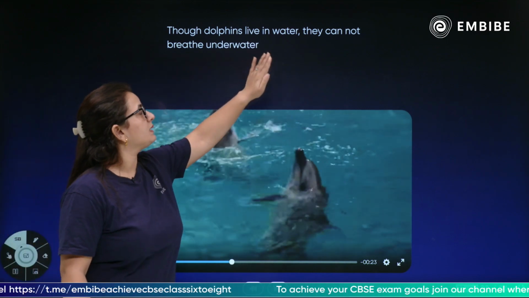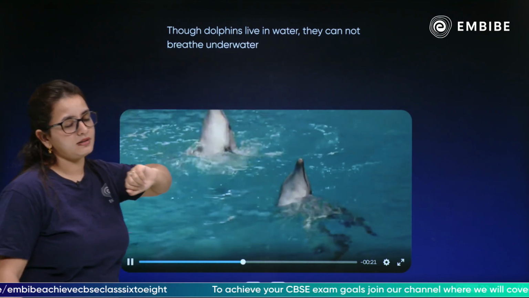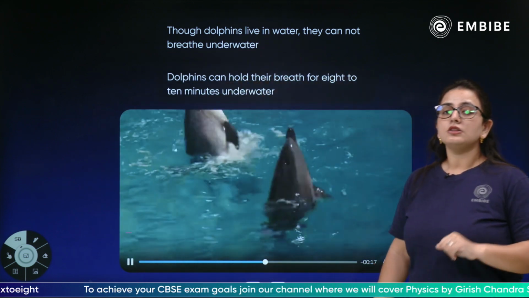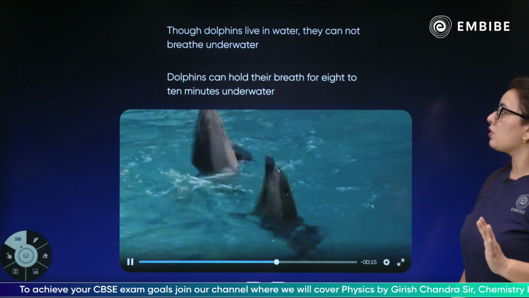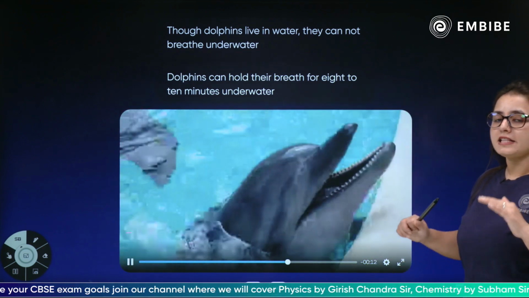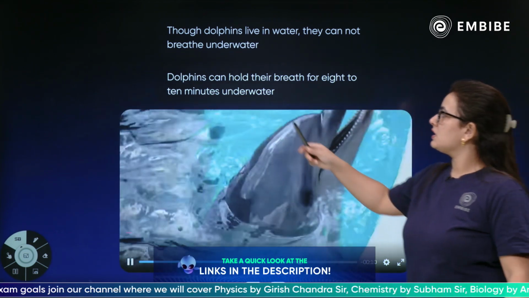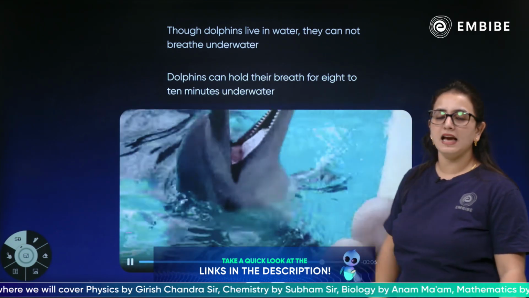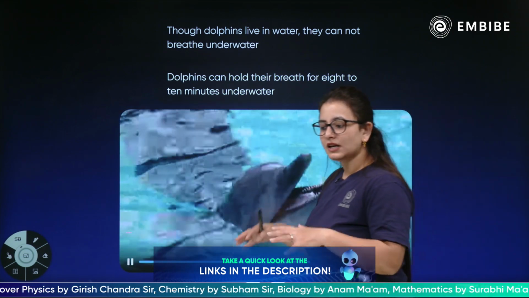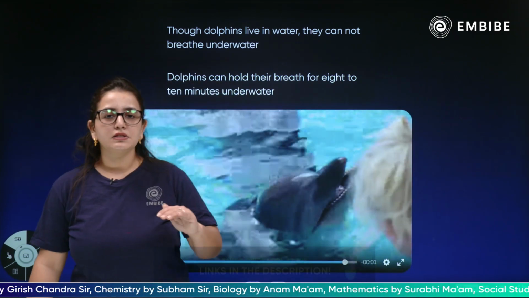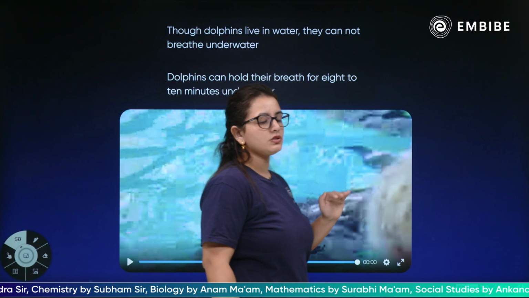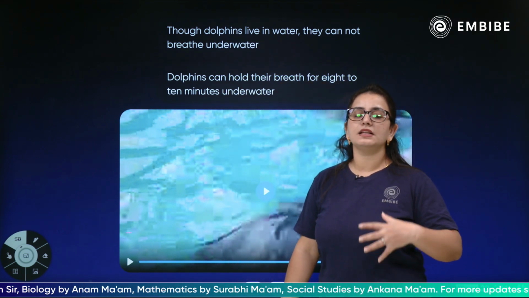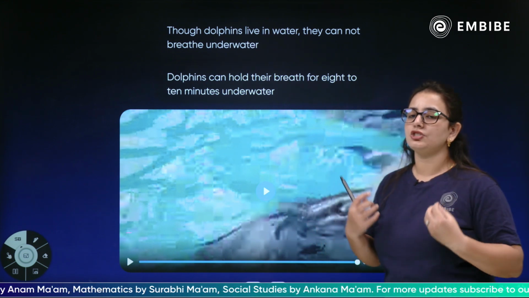Dolphins live in water, but they cannot breathe underwater. Dolphins are such an exception. Though they live in water, they cannot breathe in water. That's why they are always on the surface. They are not able to breathe in the deep sea, so they are always on the surface. They live in water, but for breathing they have to come above and take oxygen from the air.